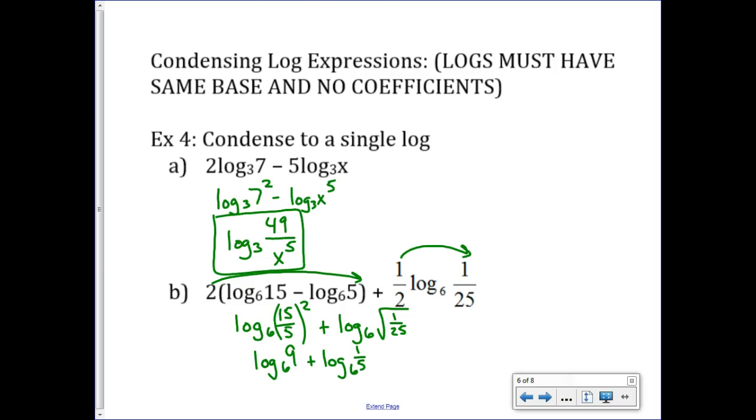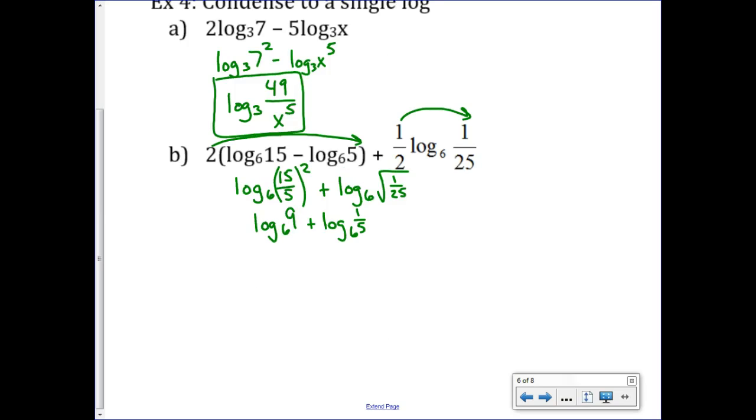They both have a base 6, so that means that I can multiply. So 9 times 1/5, I'm going to have my log base 6 here. I have 9 over 5 as my answer when I combine those. 9 times 1/5 is 9/5.